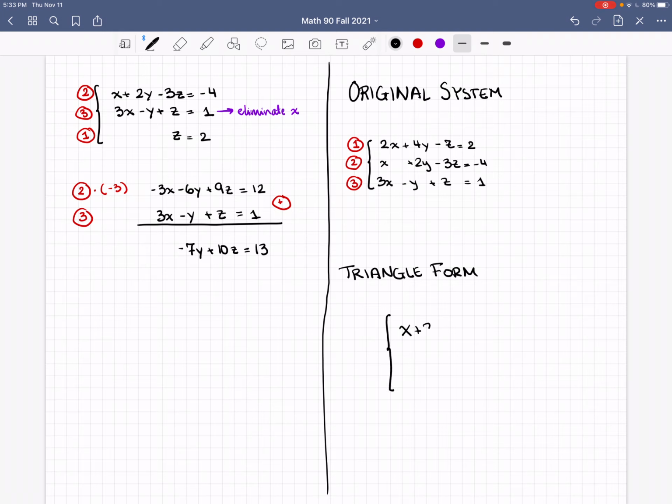x plus 2y minus 3z is equal to negative 4. Negative 7y plus 10z is equal to 13. And z is equal to 2. So finally, just over here in the corner, we're going to find the solution using back substitution.